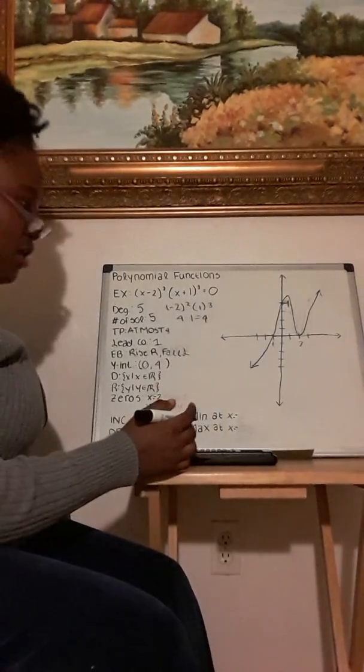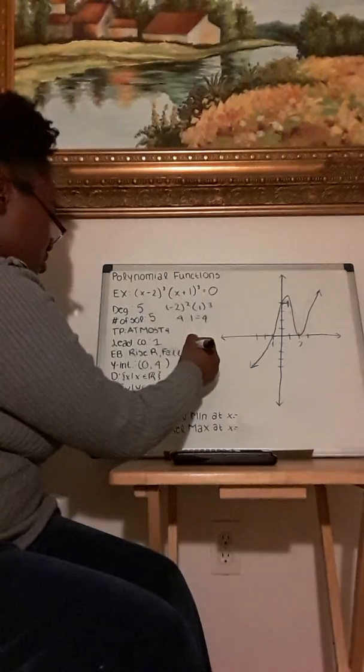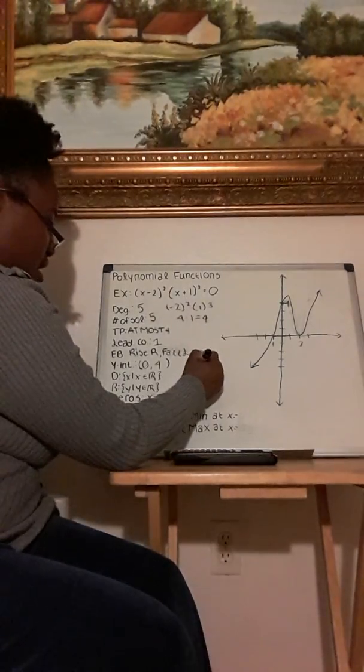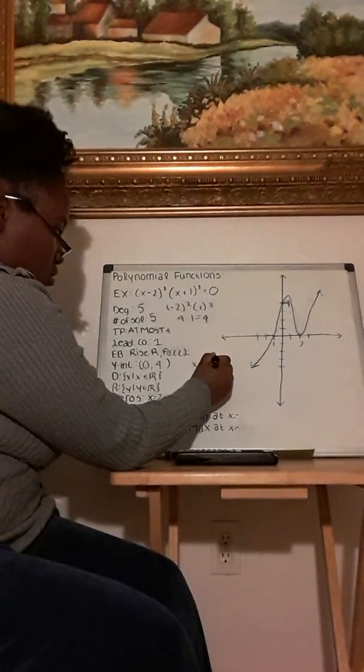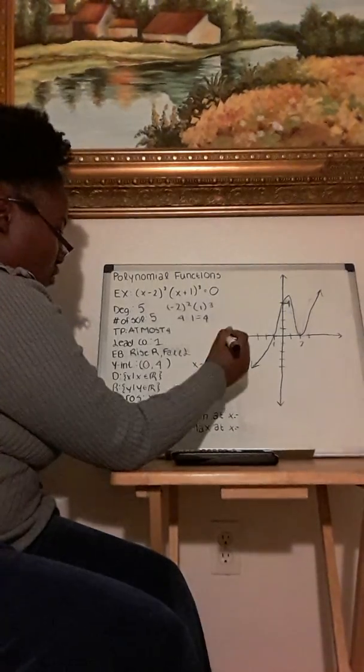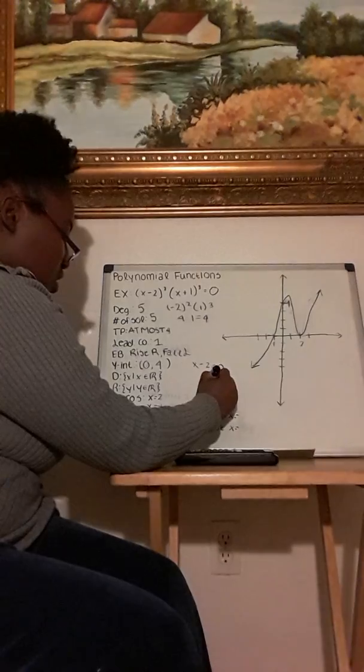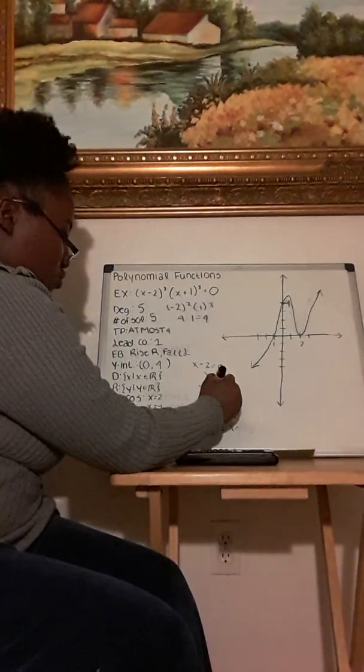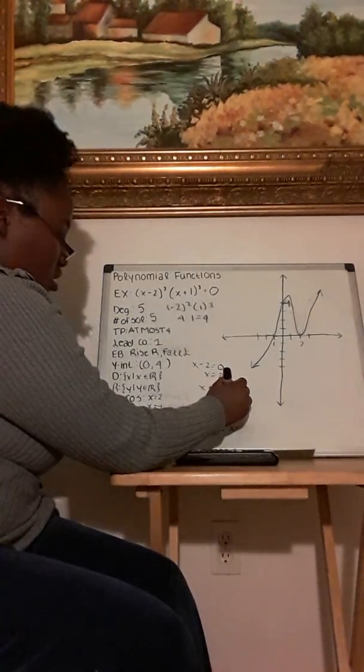And if you want some basic algebra to see how that will be done, you could just set x minus 2 equal to 0, which will get x equals 2. And you could just set x plus 1 equals to 0, which gets you x equals negative 1.